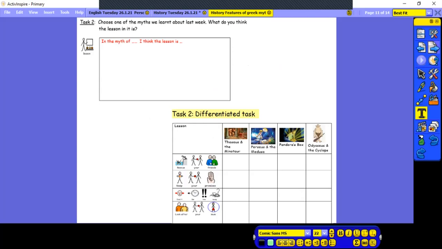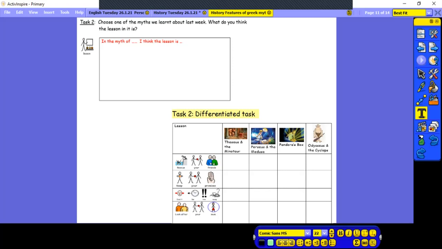And then the second task is to really think about some of the lessons in the myths that we learned about last week. So I would like you to think about one or two of the myths, say it by name. In the myth of Perseus and the Medusa, in the myth of Pandora's box, I think the lesson is, and then I want you to have a think. There isn't a right or wrong answer to this, so it's just really your own thoughts about what you think people were supposed to learn from that story. And like I say, it might be that it was the right thing to do something, or that it wasn't the right thing to do something because of what happened in the end to that main character, to that hero or heroine.